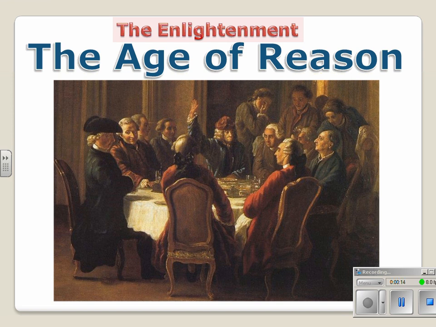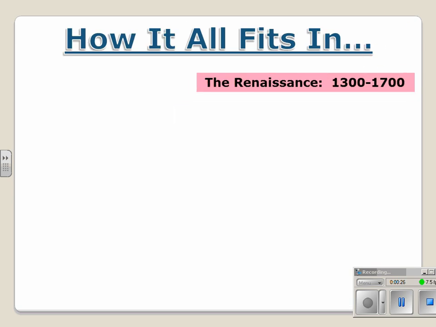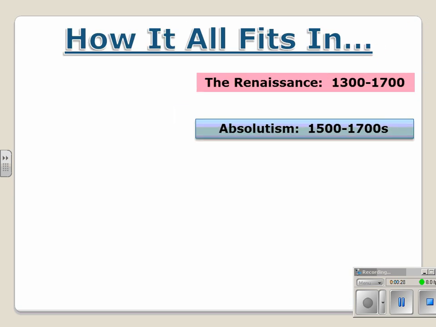So, in your packets, you want to turn to the first page, and we're going to hit the nuts and bolts of Enlightenment, what the Enlightenment is, and we'll take a look at some of the pre-enlightened thinkers. So, you've seen this slide several times. How does this all fit in?